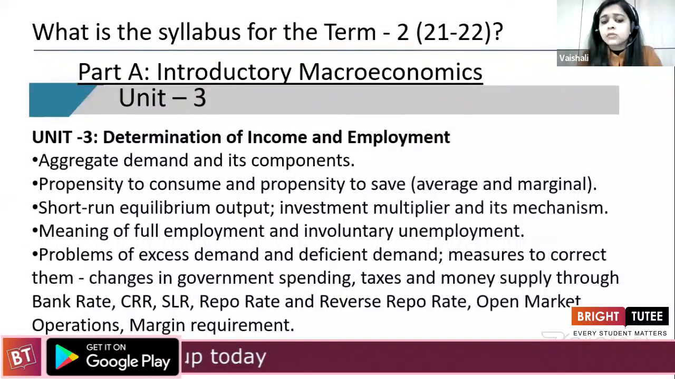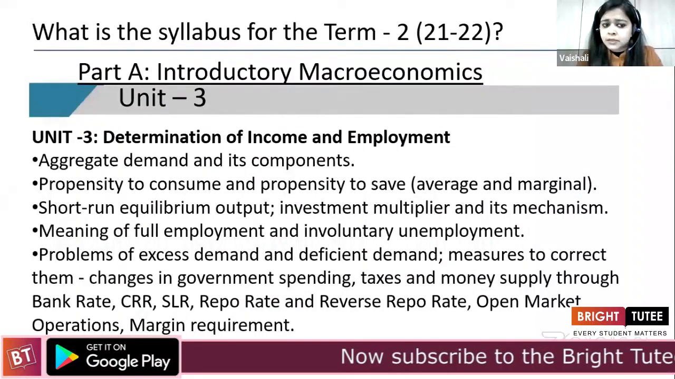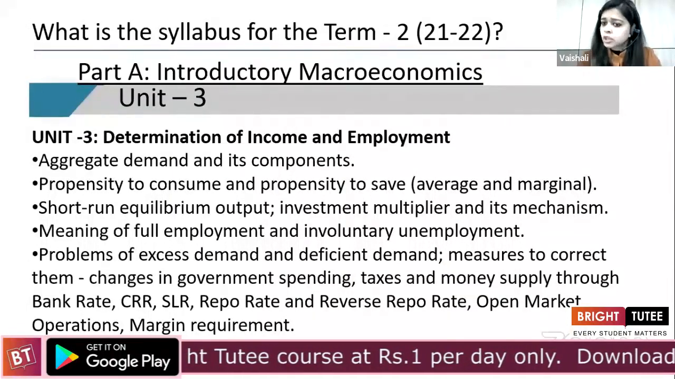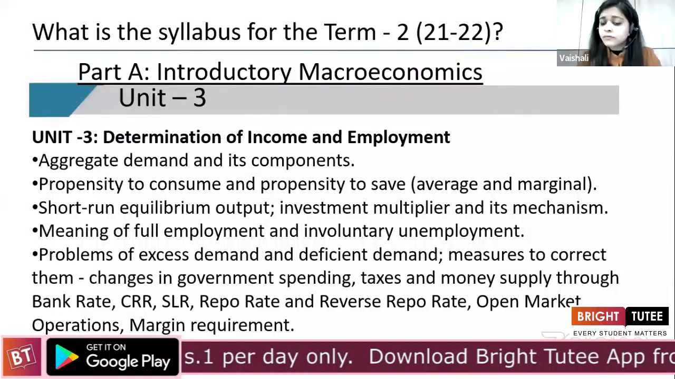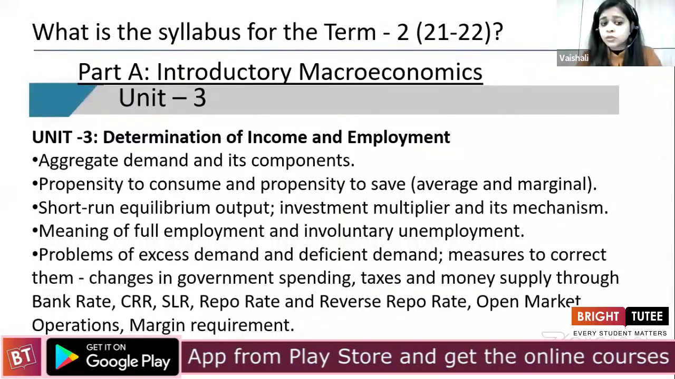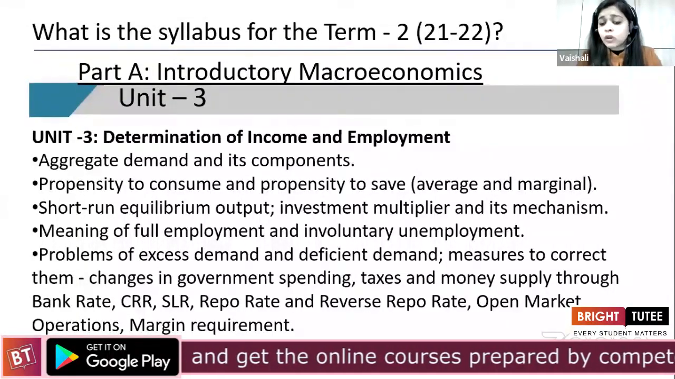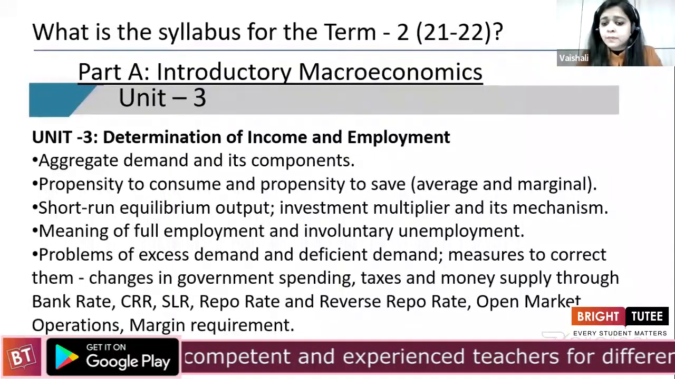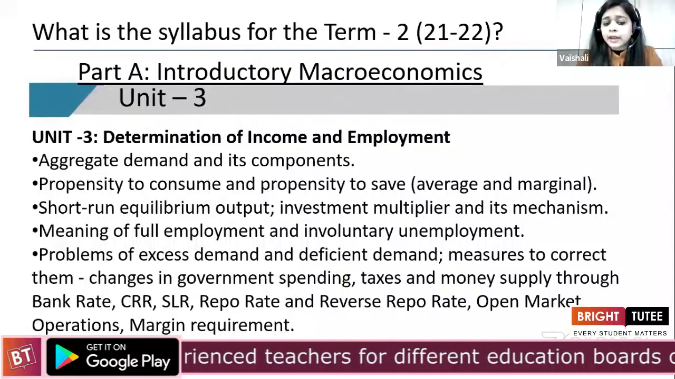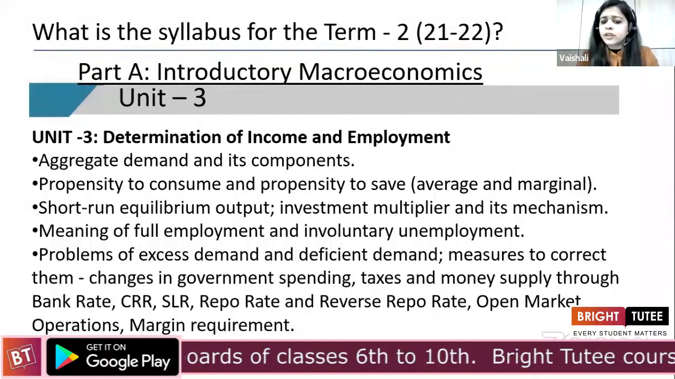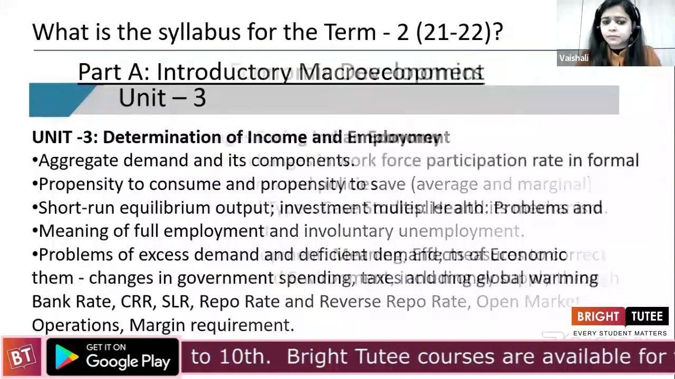Then we have determination of income and employment. In that we have aggregate demand, its components, MPC, APC, MPS, APS. So all the propensities, their relationship with multiplier, the mechanism of multiplier, short-run equilibrium output, full employment, involuntary unemployment, and all the types of unemployment also. Then problems of excess demand, deficient demand, measures to correct them. So all the measures, fiscal and monetary, each and everything is there in the syllabus.